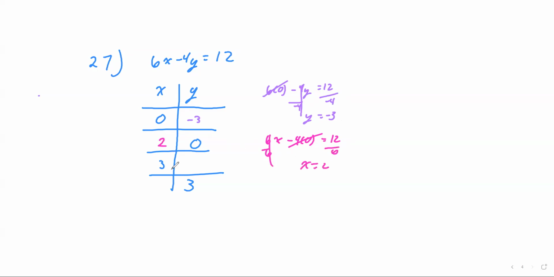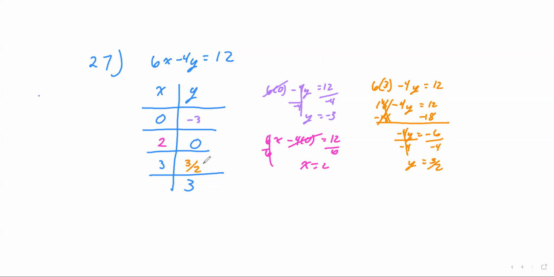Do the same thing with the 3. I would then do 6 times 3 minus 4y equals 12. This time I've got to do a little bit more math. 6 times 3 is 18, and then I would subtract 18. 12 minus 18 gives me -6, divided by -4, and I'd get positive 3/2. If you have to write it as a mixed number, 1 1/2. If you have to do it as a decimal, 1.5. Just make sure you pay attention to what the directions are asking on how it wants your answer.